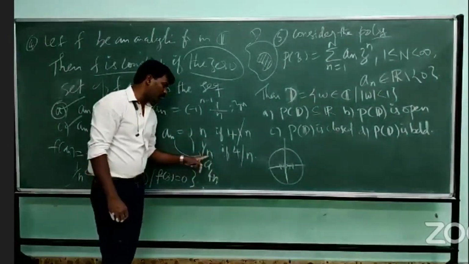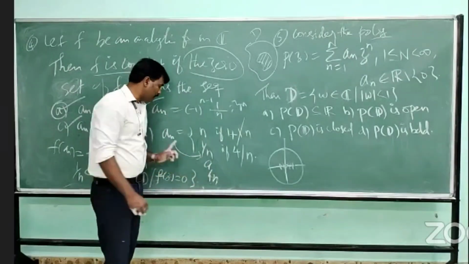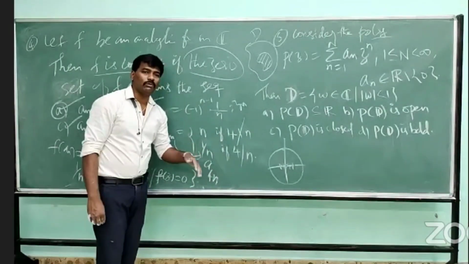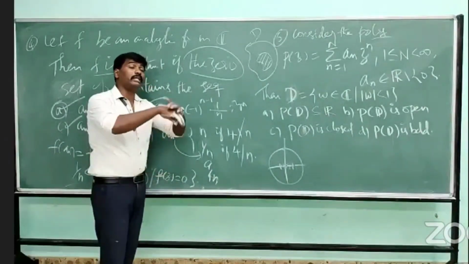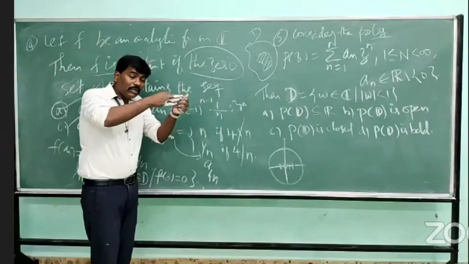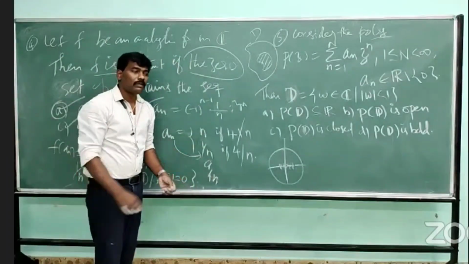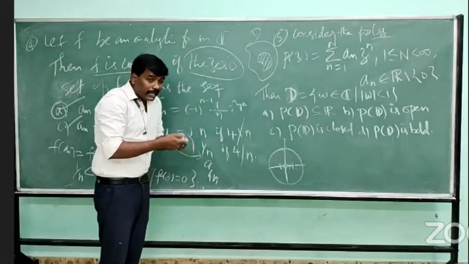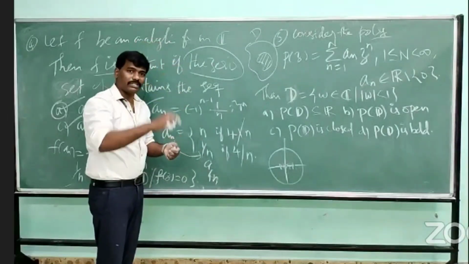Whatever element you take, n gives 1 by n, now 4n gives 1 by 4n. Now 1 by 4n goes to 0. f vanishes on the subsequence. Actually, it is not necessary to see f vanishing on the whole sequence. It is enough to see f vanishing for a subsequence of that given sequence.